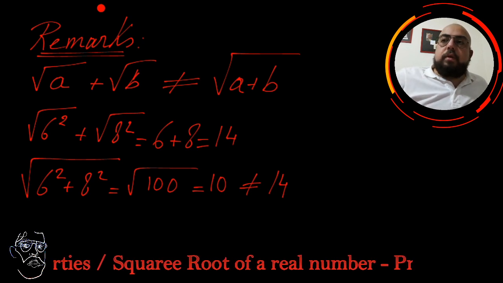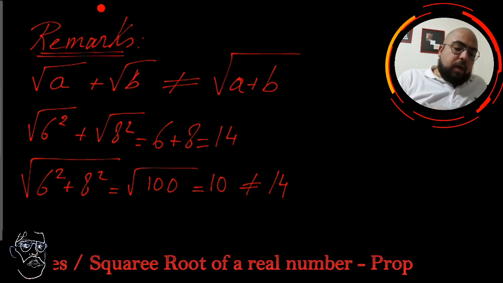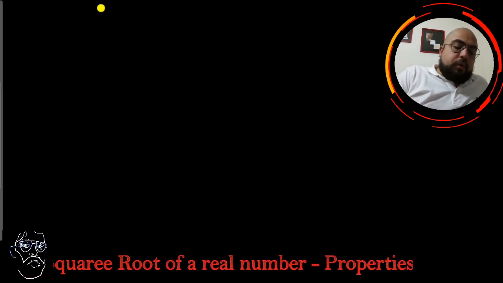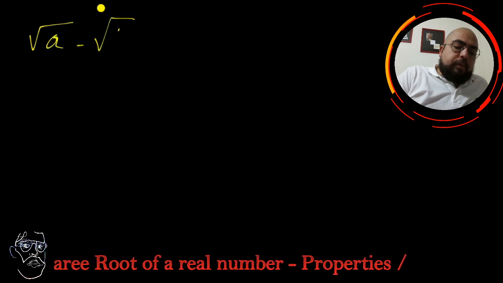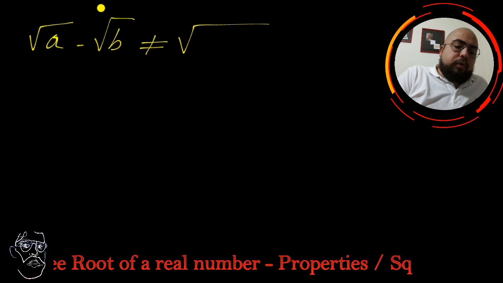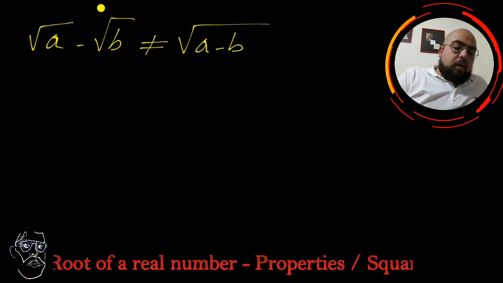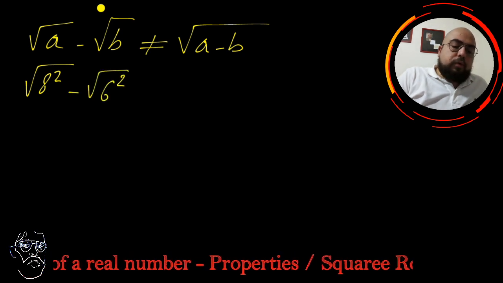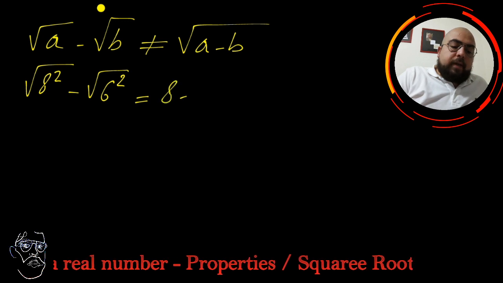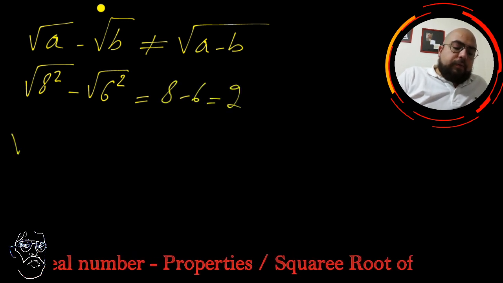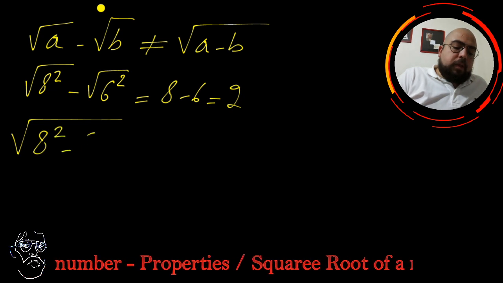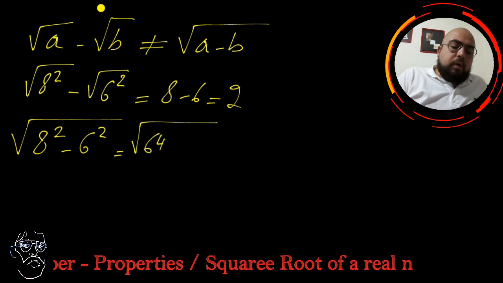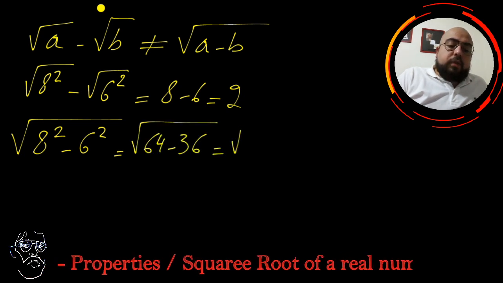Alright? So this is related to the square root. Similarly, we have again the second remark. Square root of a minus square root of b is different than the square root of a minus b. Let's say square root of 8 to the power of 2 minus square root of 6 to the power of 2 is equal to 8 minus 6, which is 2. As for the square root of 8 to the power of 2 minus 6 to the power of 2, it is equal to the square root of 64 minus 36, which is equal to the square root of 28.